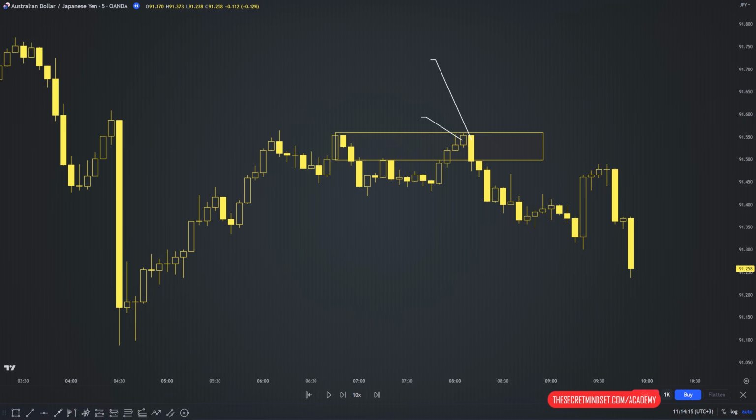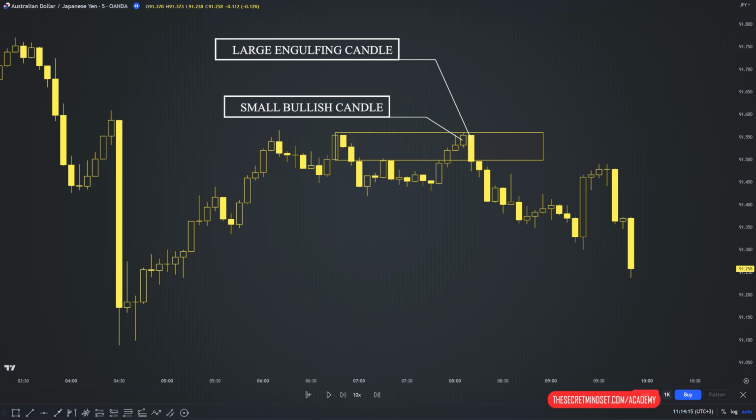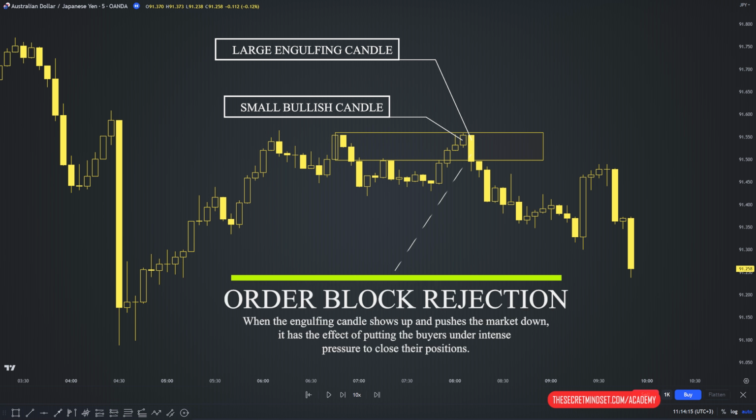The first bullish candle makes retail traders think the market is going up, so they begin to buy. And when the engulfing candle shows up and pushes the market down really quickly, it has the effect of putting the buyers under intense pressure to close their positions. This is the important bit, the aspect of how time affects the actions of the traders.